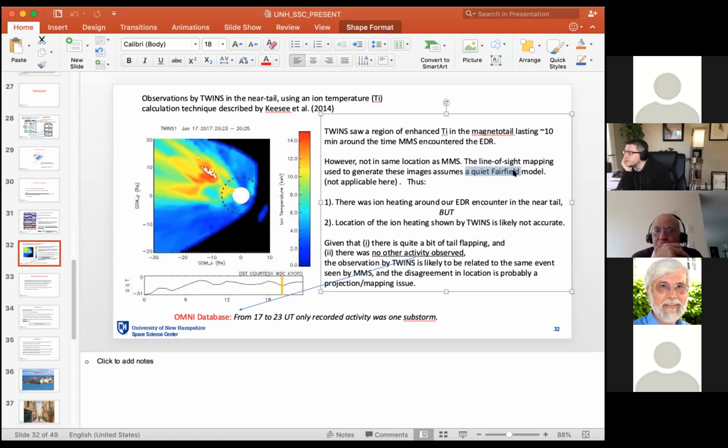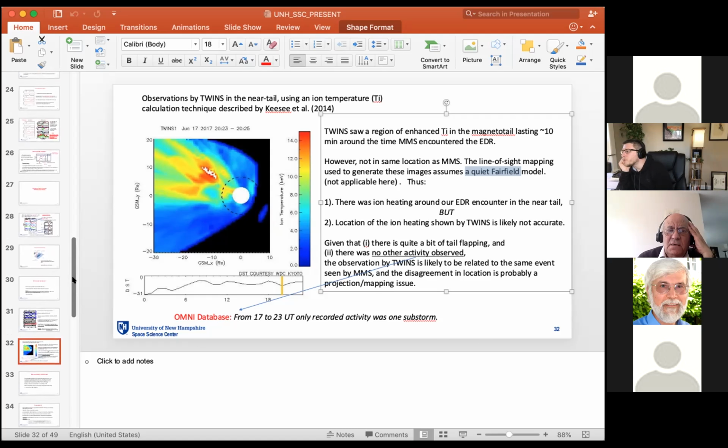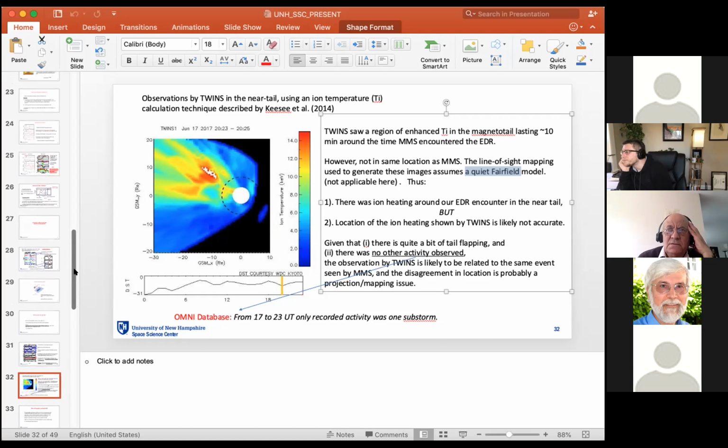Charlie, I had a question too. Can you remind me, did you have any thoughts on what might have caused the slight north-south current sheet asymmetry that you reported? Which one do you mean? Oh, in the Hall fields? I mean more in the density and temperature.